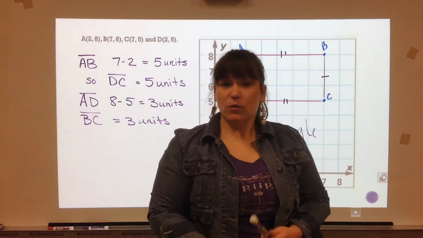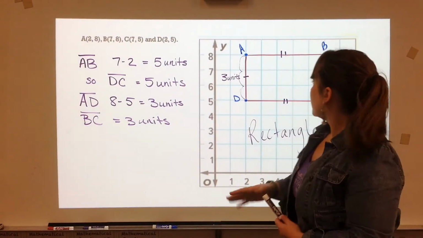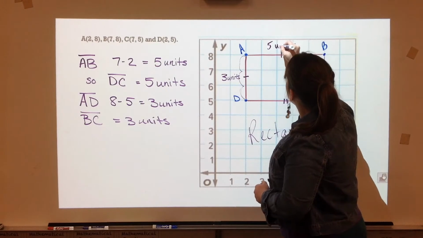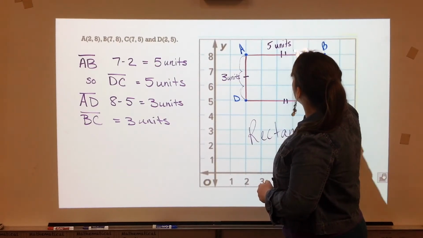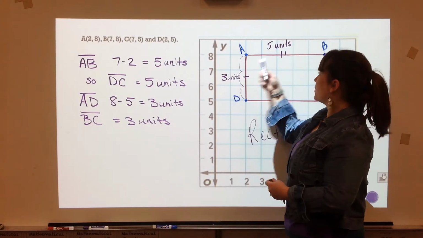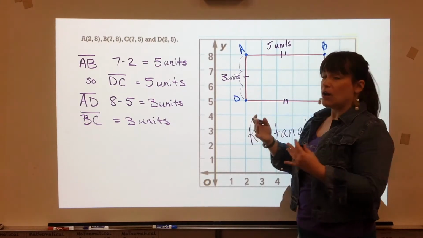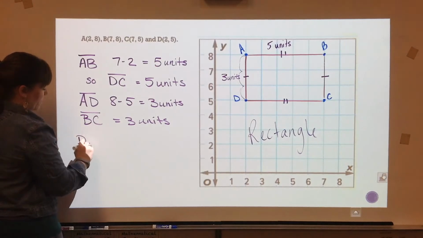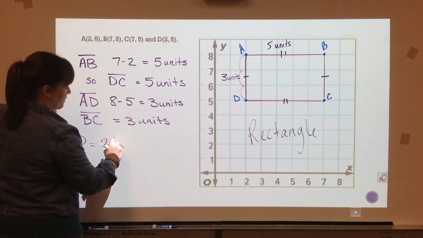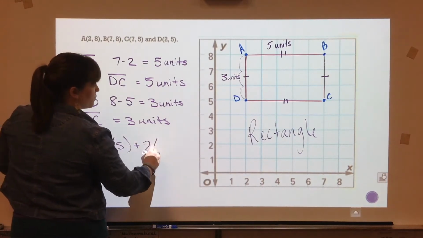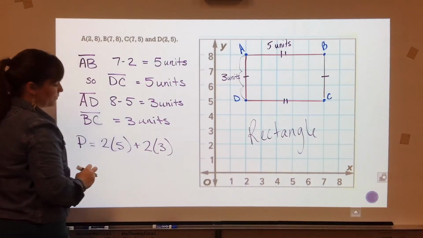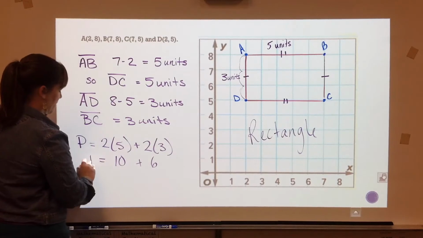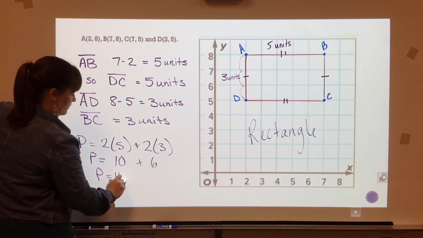To find the perimeter, we're going to add up all of the sides. Because we found AD to be 3 units and AB to be 5 units, you have a choice of doing 3 plus 3 plus 5 plus 5, or I'm going to just double the 5. So perimeter equals 2 5s plus the 2 3 line segment lengths. This is 10, this is 6, so we have our perimeter of 16.